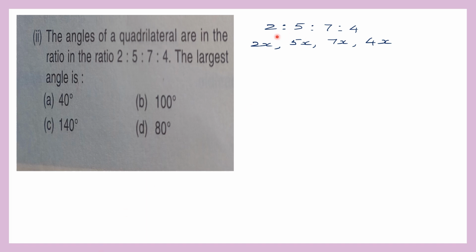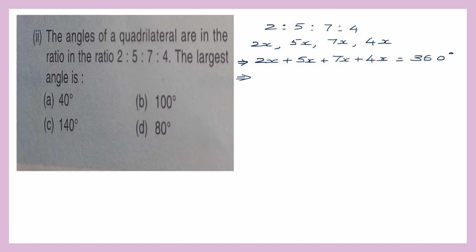So what did we do? Now this is the given ratio. We have taken the angles to be 2x, 5x, 7x and 4x according to this ratio. And we know the property, that the sum of angles of a quadrilateral is equal to 360. That means if I add up all these angles, 2x plus 5x plus 7x plus 4x, I should get 360 degrees. So let me add this and see what I'm getting.